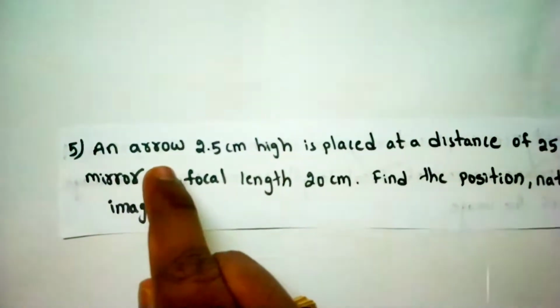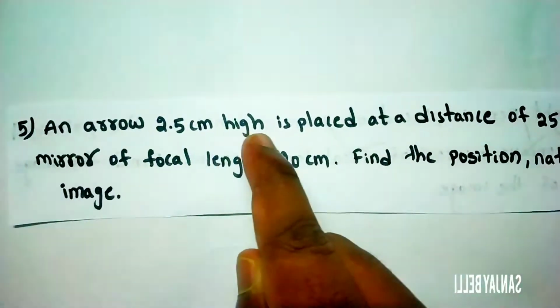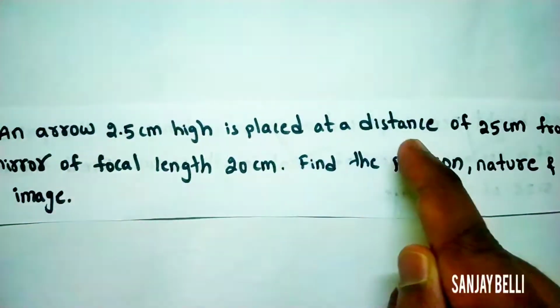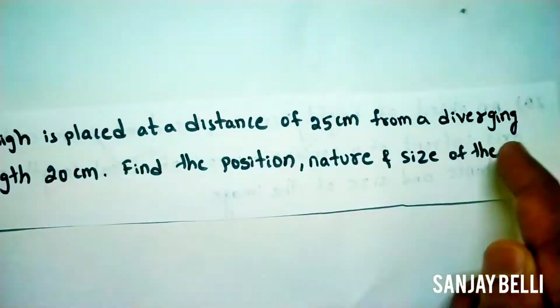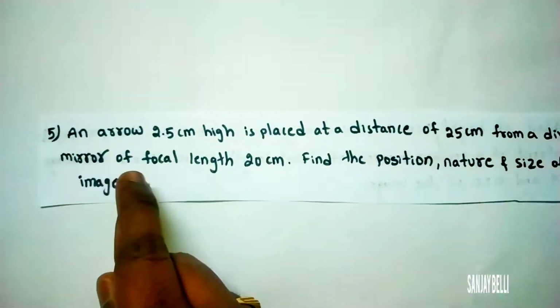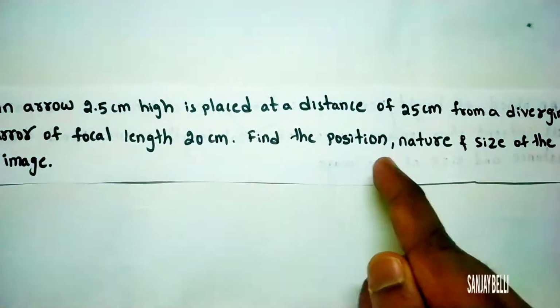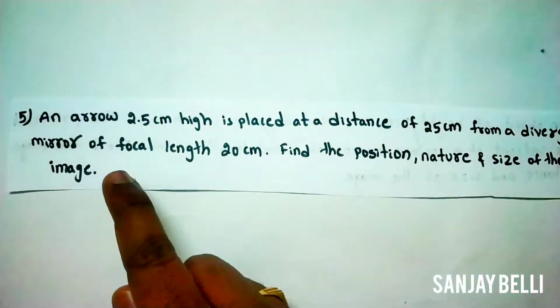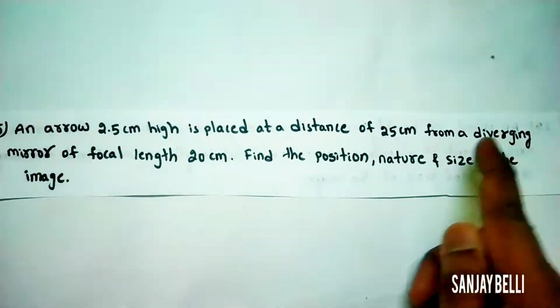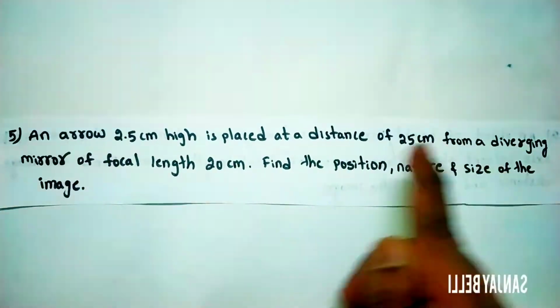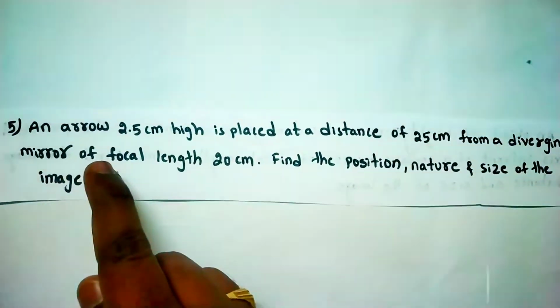Here you have your fifth problem. An arrow 2.5 centimeters high is placed at a distance of 25 centimeters from a diverging mirror of focal length 20 centimeters. Find the position, nature and size of the image. So here it is given a diverging mirror, which is also known as a convex mirror.